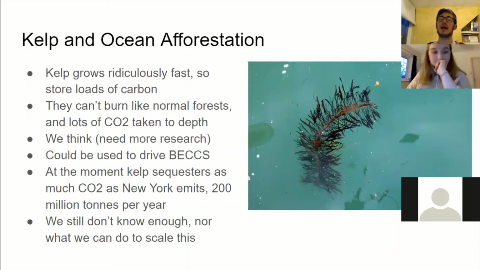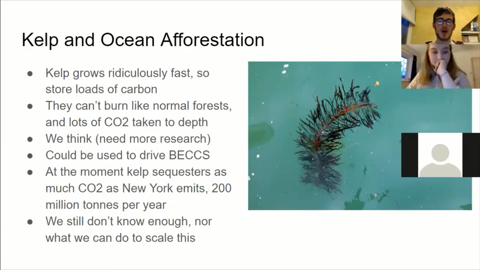At the moment, kelp itself sequesters as much carbon dioxide as New York emits every year, which is about 200 million tons. But that's not anywhere near the scale we need to reverse carbon dioxide in any meaningful timescale. Bear in mind, we need over 2,000 billion. 200 million is really not a lot in that, but we might be able to enhance the amount kelp can do. We still don't know enough, nor what we can do to improve those figures.